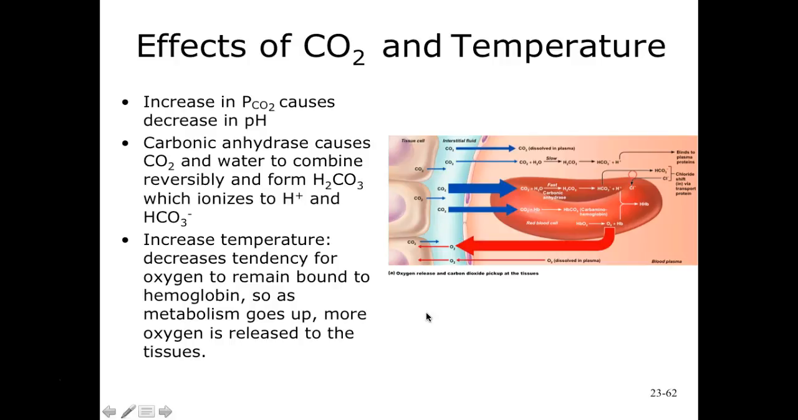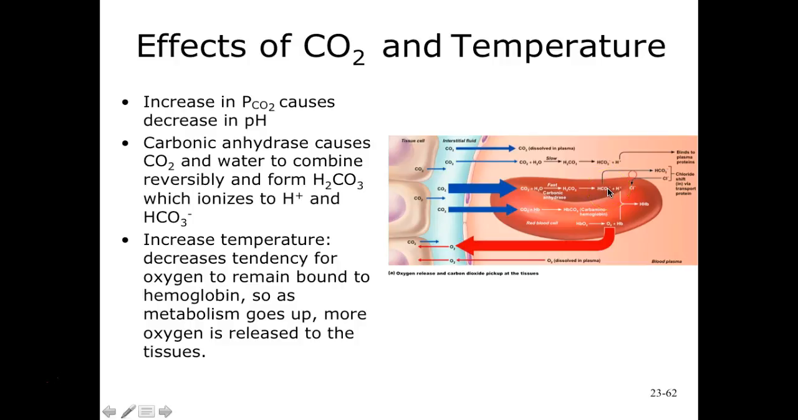So if we have an increase in our partial pressure of carbon dioxide, this is going to cause a decrease in pH. So this is when we're bringing back this beautiful formula here. We see we have carbon dioxide combining with water, and we can turn into our carbonic acid through our enzyme carbonic anhydrase, and we are going to be able to ionize this into our hydrogen and bicarbonate ion.